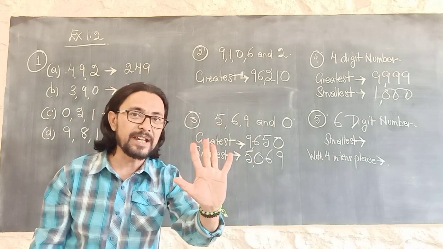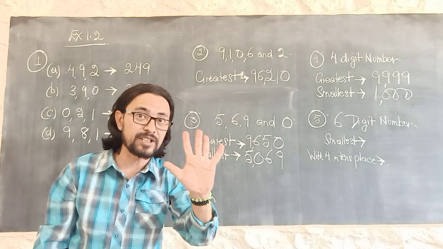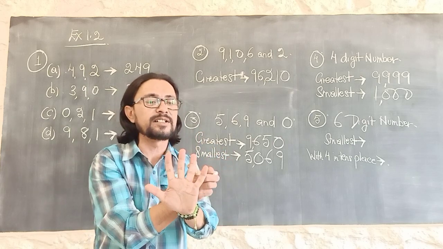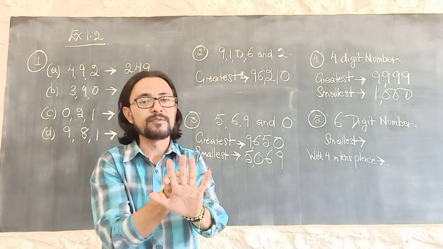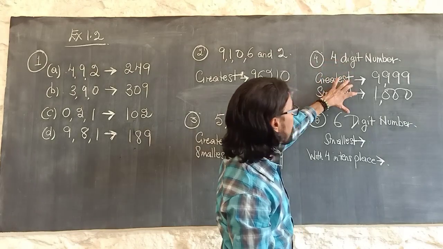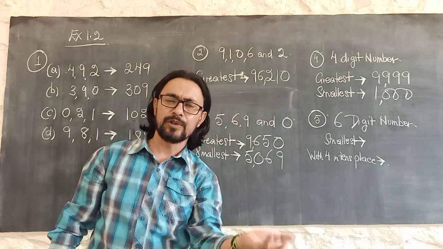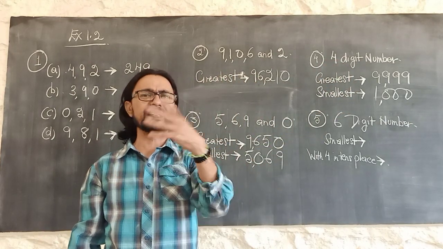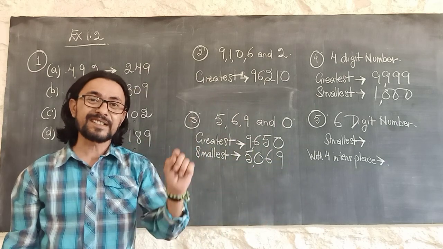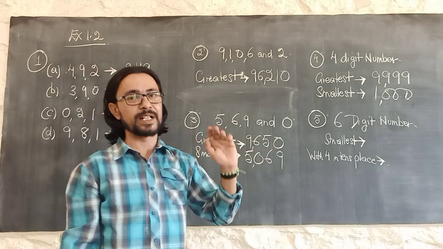So, if I have a 5-digit smallest number, 1 will go in the first place, and after that all the other digits will become 0. So, I have 1 with 4 zeros. And that is how I form my greatest and smallest 3-digit number, 4-digit number, 5-digit number, 6-digit number, as many as can be asked. For greatest, it's all the 9s. For smallest, it's 1 and the remaining digits become 0.